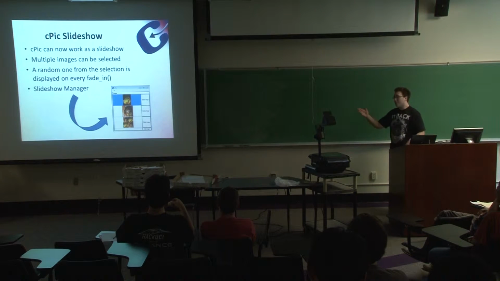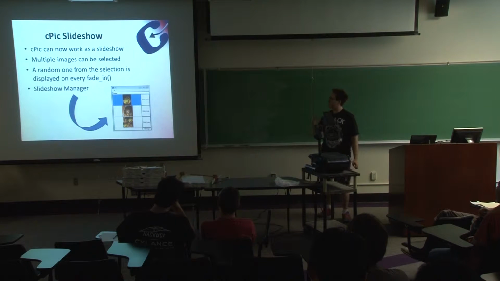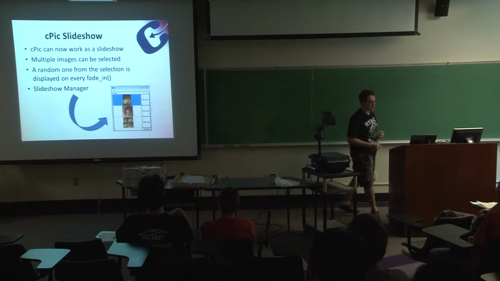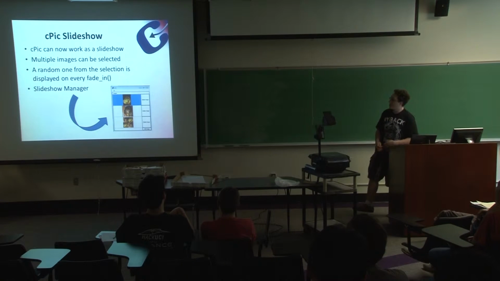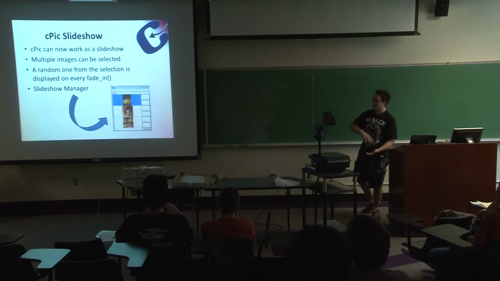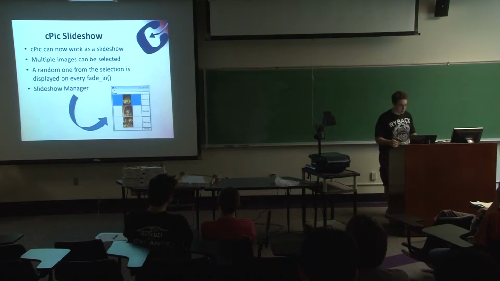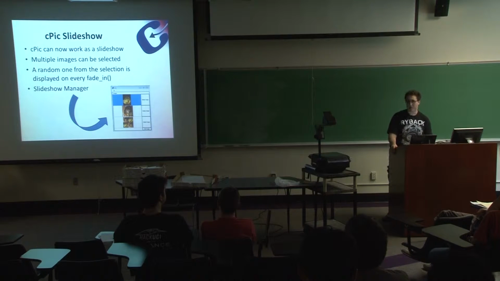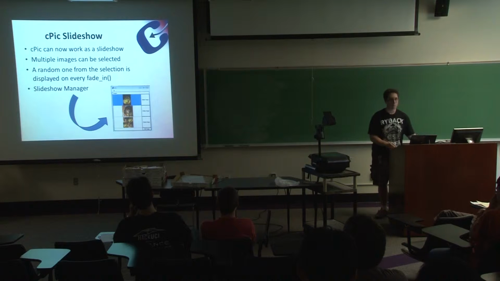So this one was the one that took me the most time, and it's probably the most simple also. This is CPic slideshow. Previously, CPic was just a picture keyword. It was a picture that was on your dash. Now it can also do a slideshow. You can pick as many images as you want, and every time you open up the dash, it'll pick a random one and show it to you. Now the thing is, in the future, I'm probably going to change the way the random works.